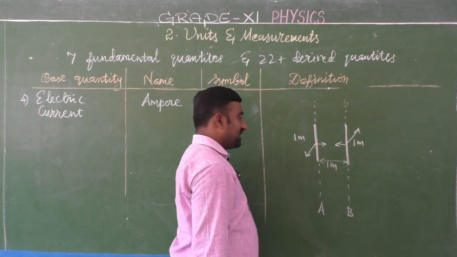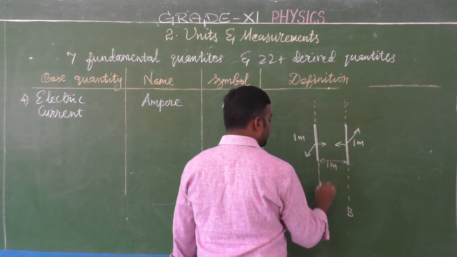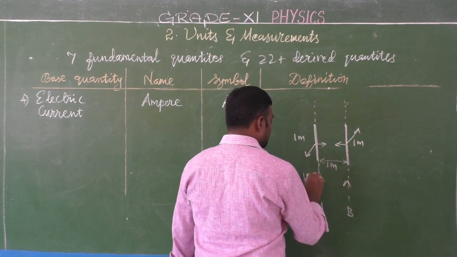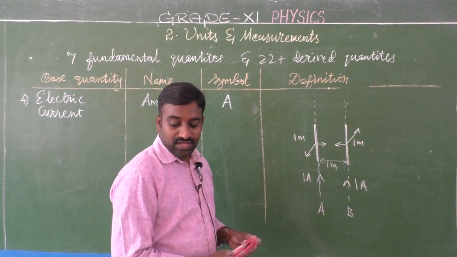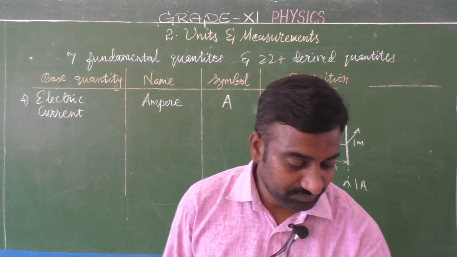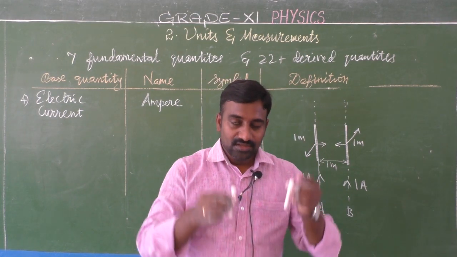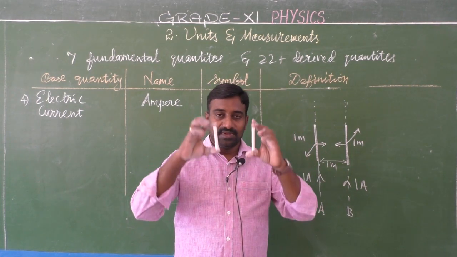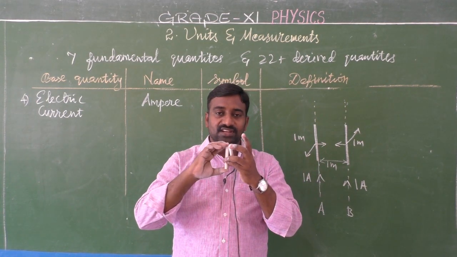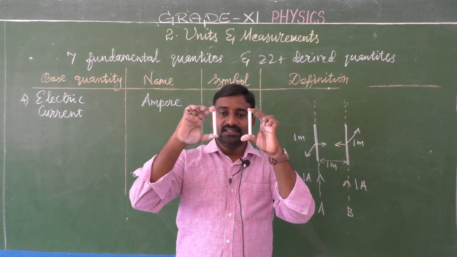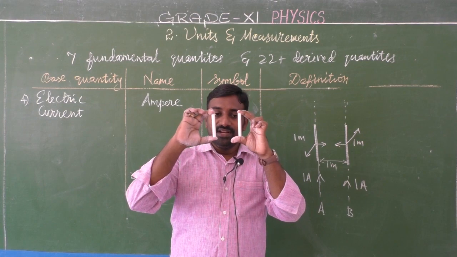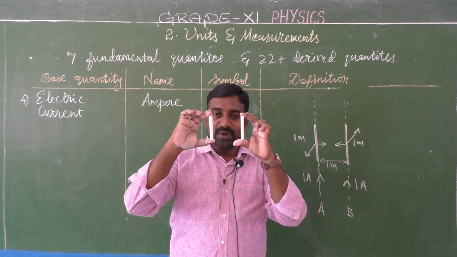The two parallel conductors carry 1 ampere of current and the length is 1 meter. Okay, like this. See, imagine this is a chalk piece, but you imagine this as the first conductor A, and this as the second conductor B. Both the conductors' length are 1 meter, separated at a distance of 1 meter in a vacuum.